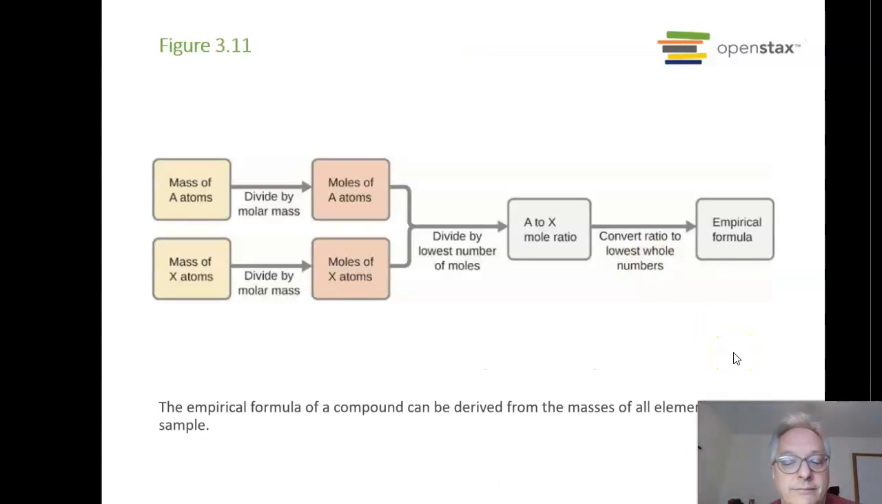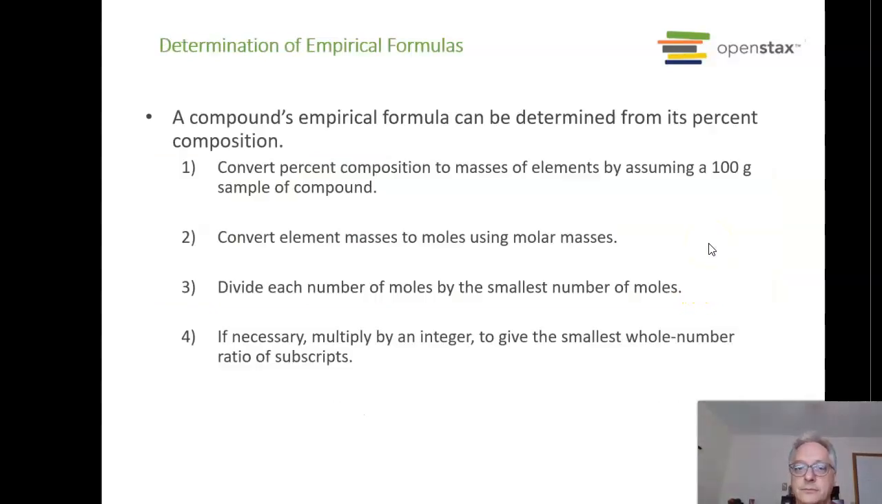This flowchart, again, I'll refer you to the relevant pages in the online textbook, but this flowchart shows you how to go through and do the whole thing. Mass of A atom divided by the molar mass gives you moles. Mass of X atom divided by the molar mass gives you the moles. Divide by the lowest number of moles. That gives you the ratio. And then we convert our ratio to the lowest whole numbers, and that gives you the empirical formula. Nothing to it.